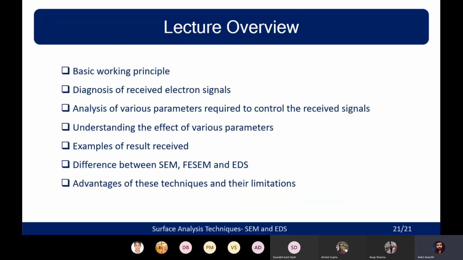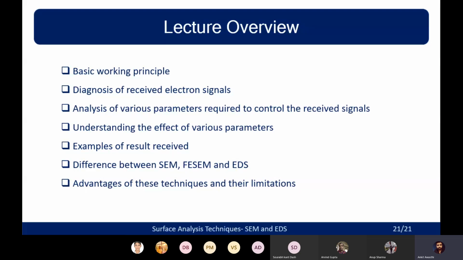So what we actually have studied in this lecture, we have tried to understand the basic working principle of all these three different techniques, and how we diagnose the electrical signals which we get after performing the analysis, and what are the various parameters which are very important to control the received signals and get the results as per your requirement, and what is the role of these parameters, means how these affect the results you are getting, and some examples of how the results are received at different conditions.